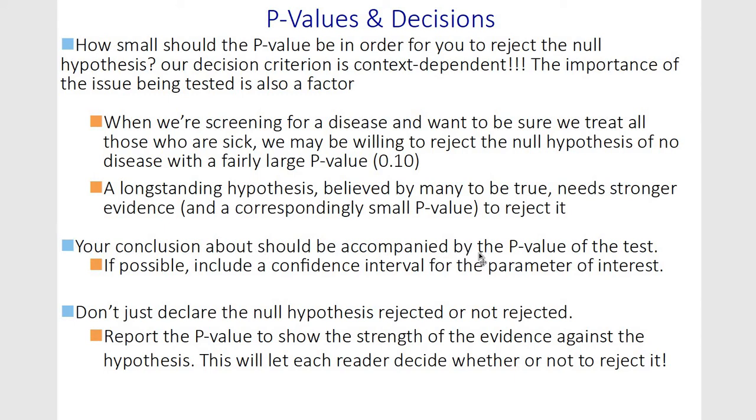Your conclusion should be accompanied by the p-value of the test. So you should always put that p-value in there. Even better, put in the confidence interval. Don't just declare that the null hypothesis is rejected or not rejected and then you're done. You've got to tell the p-value. You can make your own decisions, but that p-value can also help readers make their choice, because if it's right on the cusp, leave it up to the readers. So throw that p-value in there. It's better to have it.